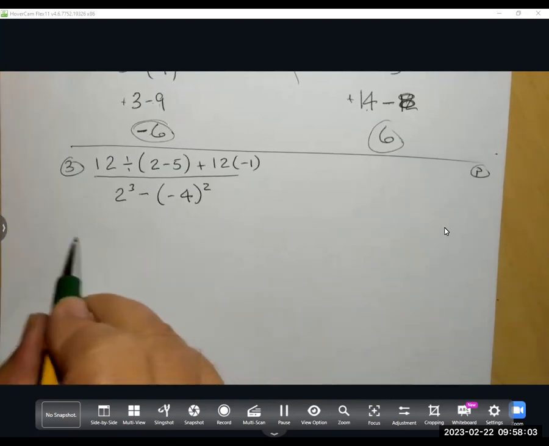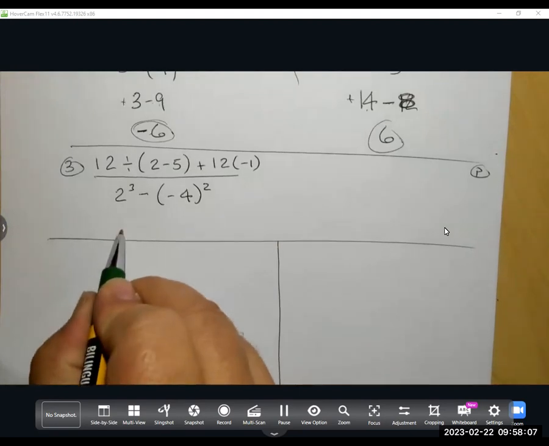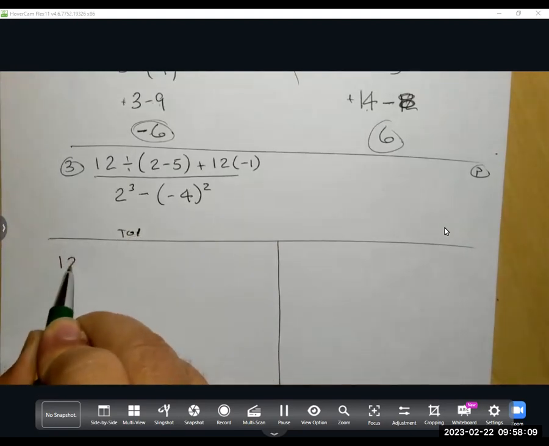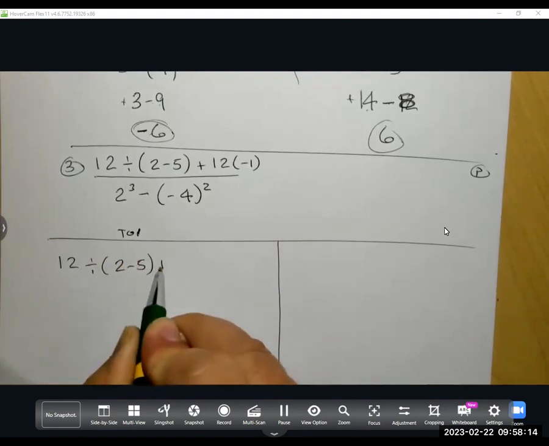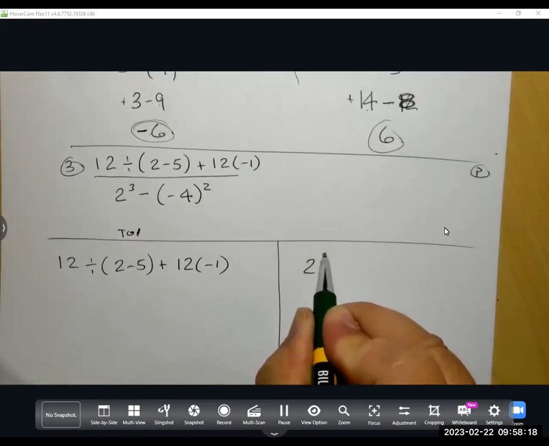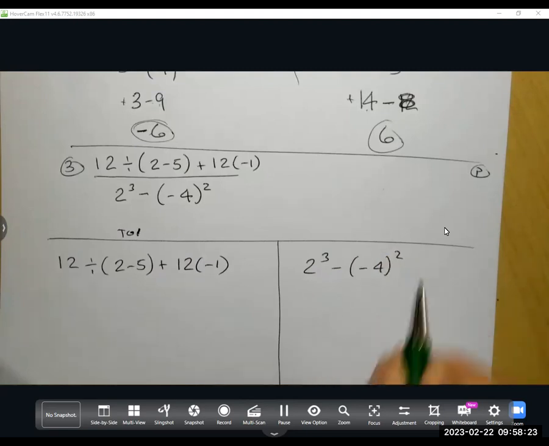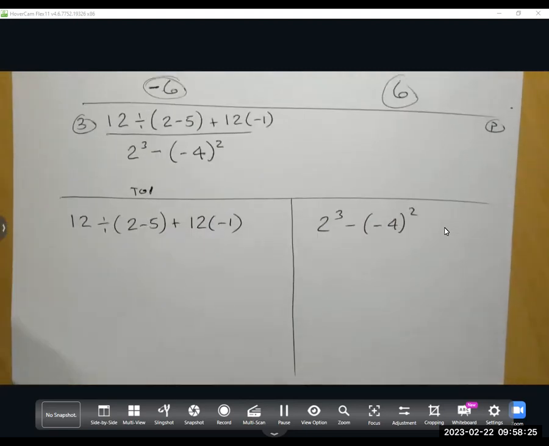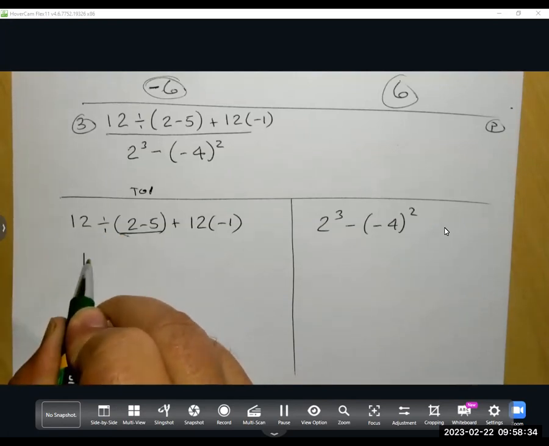So again, let's do the top and bottom separately. This is 12 divided by 2 minus 5 plus 12 times negative 1, over 2 to the third minus negative 4 to the power 2. On the top, what do we do first? Inside the parentheses. So we'll do 2 minus 5.